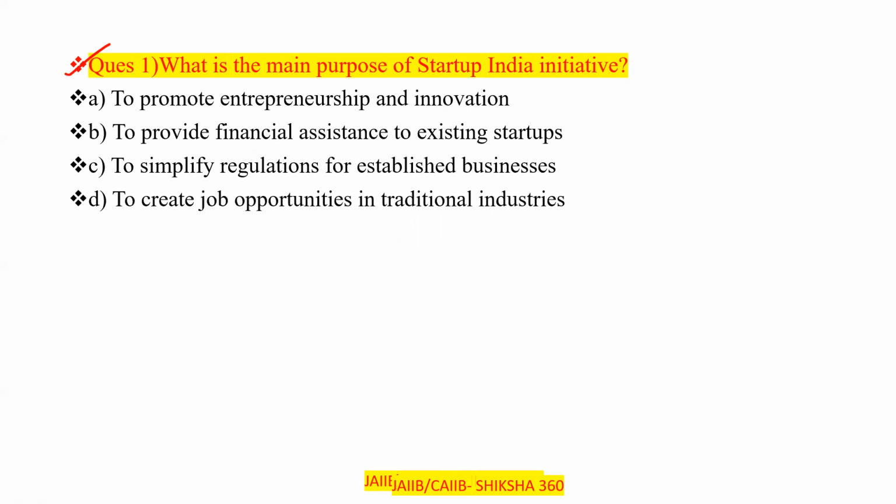Option A, to promote entrepreneurship and innovation; to provide financial assistance to existing startups; to simplify regulations for established businesses; to create job opportunities in the traditional industries. So what will be the correct answer for this? The correct answer is option A, that is to promote entrepreneurship and innovation.